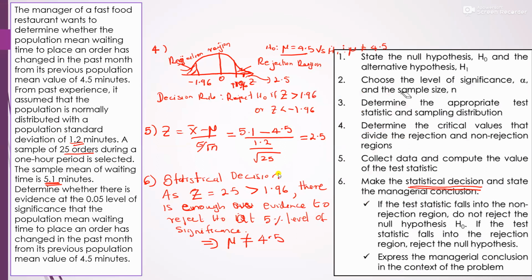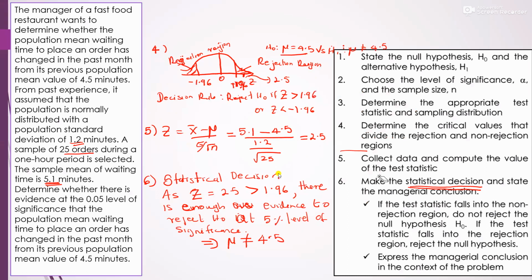Right? Choose the level of significance and the sample size, maybe half or 1 mark will be provided. Determine the appropriate test statistic and sampling distribution, 1 mark, because these are the things you have to remember. Then critical values, 1 mark. If you are not giving properly the steps we expect, then half a mark will be provided. If you provide the complete steps, then you will get the 1 mark. So up to this, 5 marks we will give.